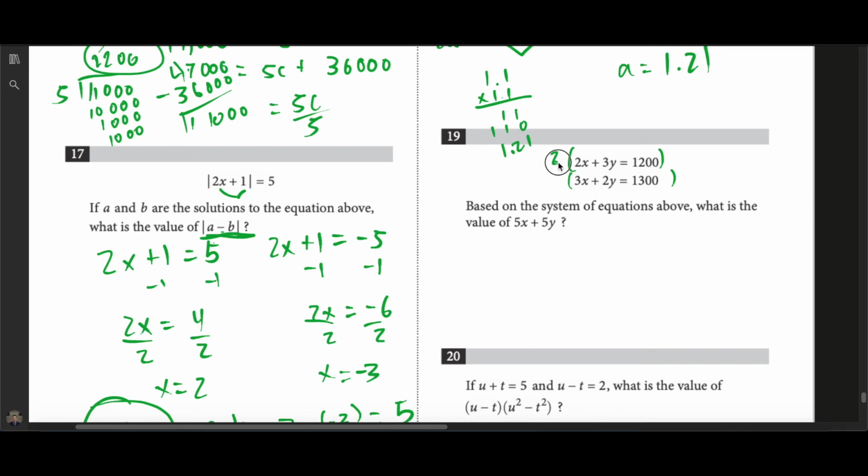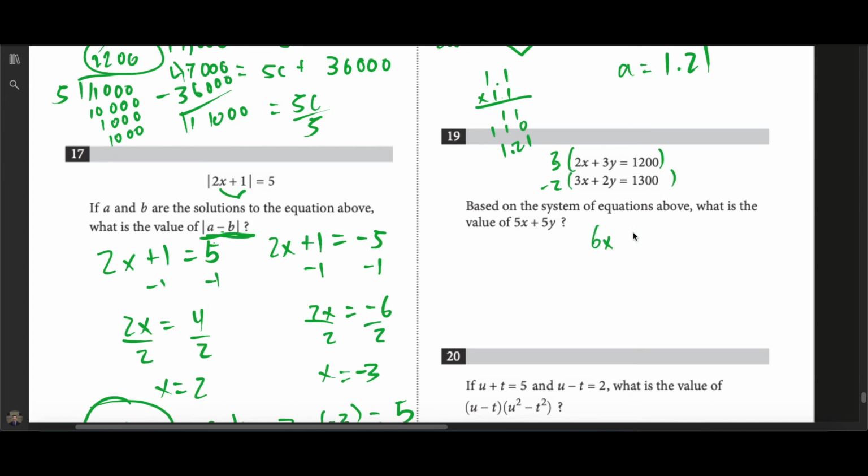Actually, I changed my mind. I'm going to try to eliminate the x's. So I'm going to multiply this whole thing by 3, this whole thing by negative 2. The reason I did that is just so that I can end up with a bigger number there. Not really that big a deal, or at least I think it will. It doesn't matter. Either way should work.